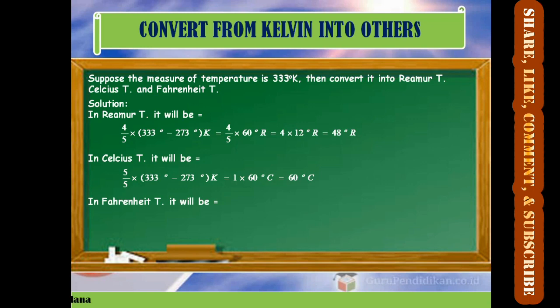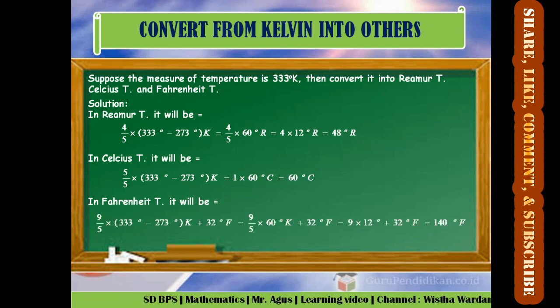You already know the reason. I would not want to explain it again. And then 333 minus 273 equal to 60 degrees, and 60 degrees of Celsius thermometer equal to 333 degrees of Kelvin thermometer.